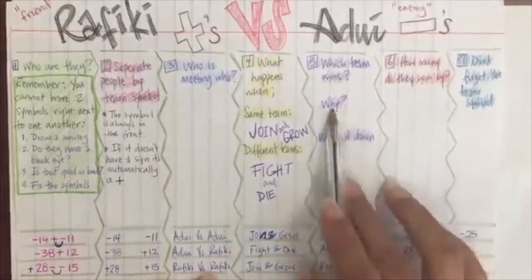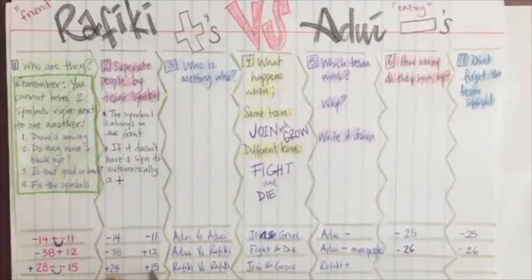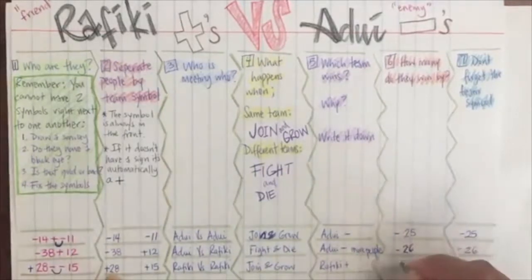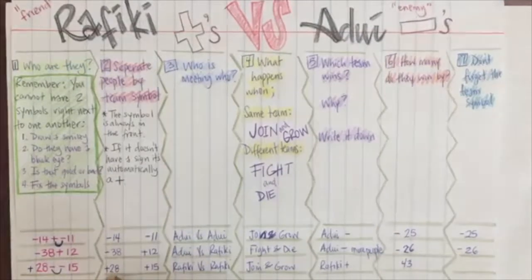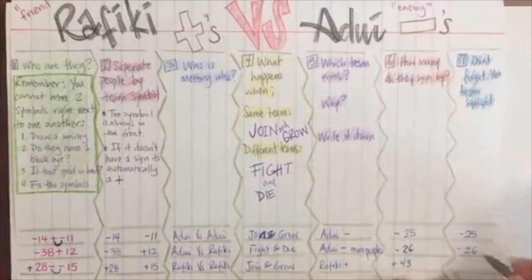So your positives are going to win. By how many do they win by? Well, if you have the same team members, you're going to grow, so more in numbers, so you're going to be more. So more is 43. And don't forget the team symbol, which is positive. You don't have to write the positive in front of the number.